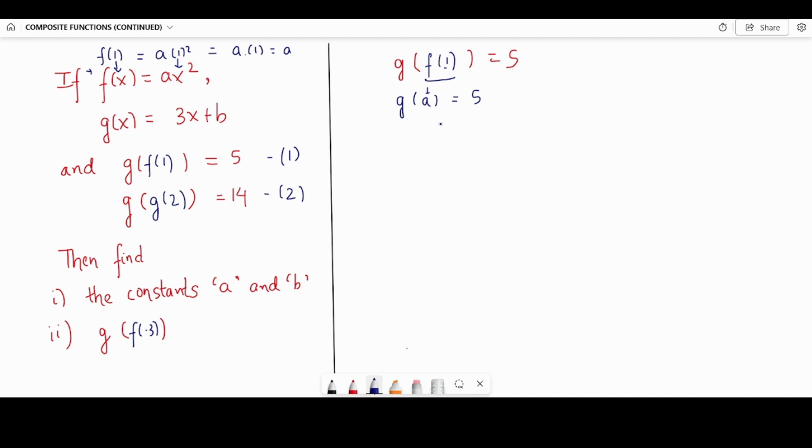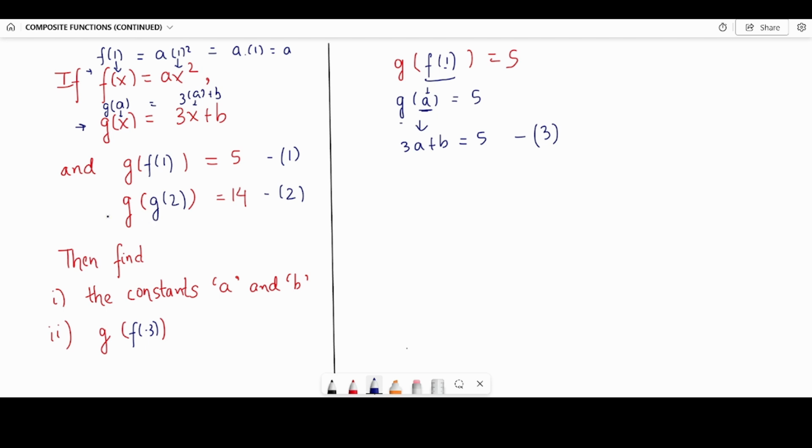Now we need to find the value of this function. To do so, we need to go to the function g. And here we have to replace x with a everywhere in the function because in g of a, the input is a. So we will get g of a equals 3 times a plus b. So we are going to put this value in place of the function g of a. That will give us 3a plus b equals 5. Now I'm going to mark this as equation number 3.